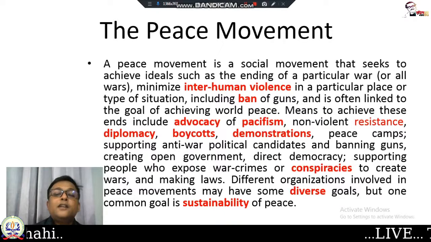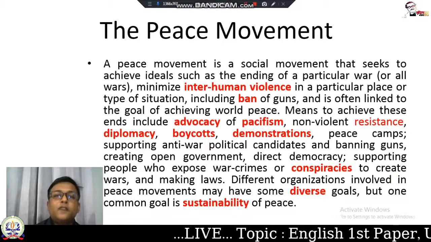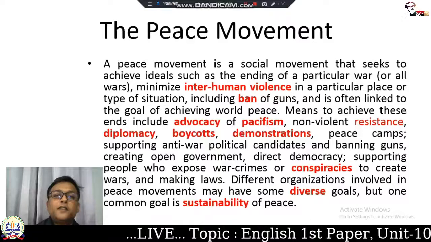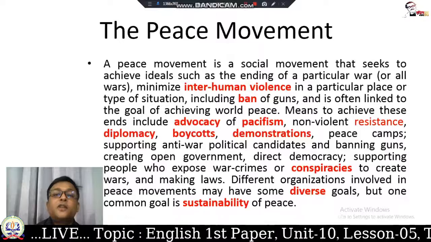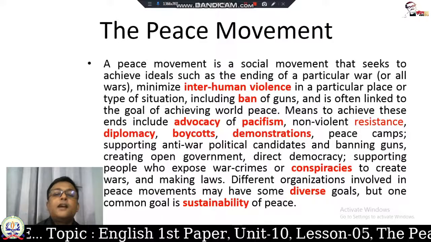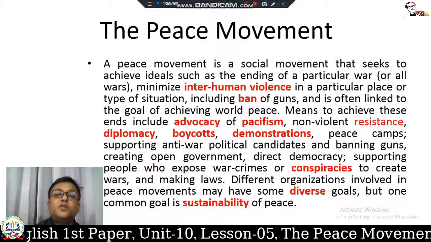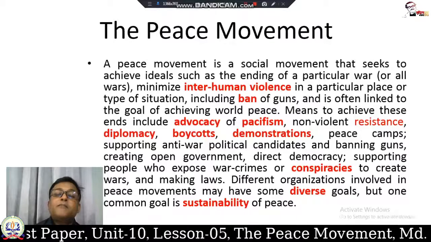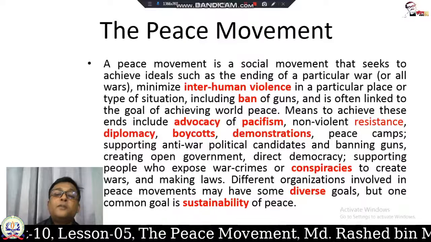So advocacy of pacifism, advocacy, that means we have to promote, we have to advocate. To advocate means to promote something. Okay, to bring something to front, to give importance of something. So advocacy of pacifism, that means we have to support pacifism. We have to support the processes to bring about peace.